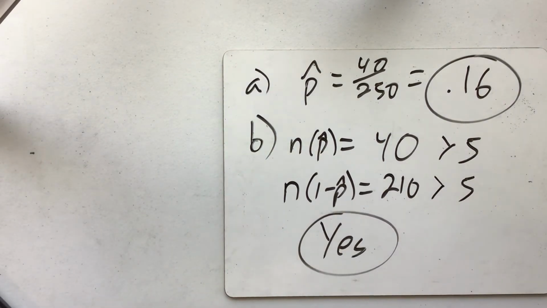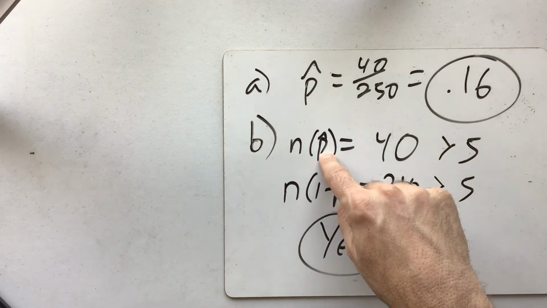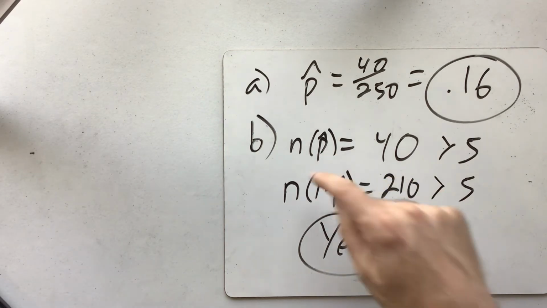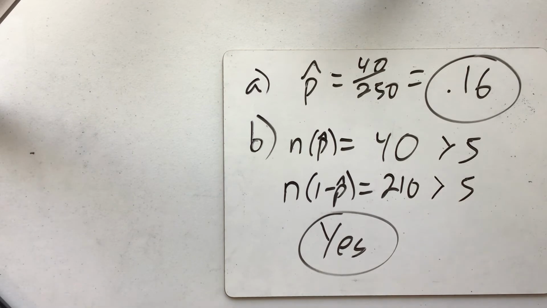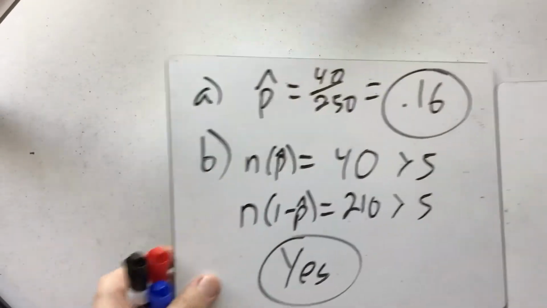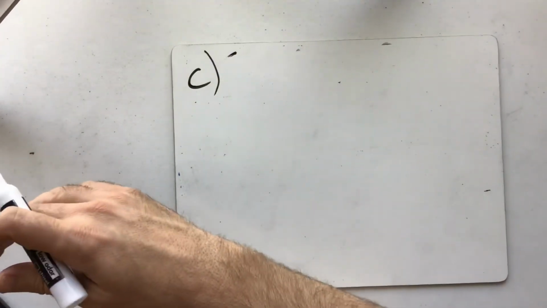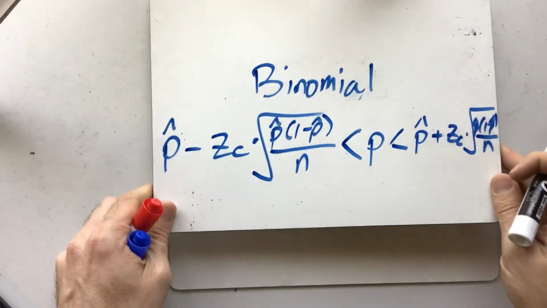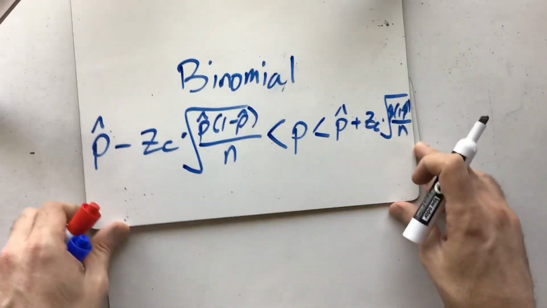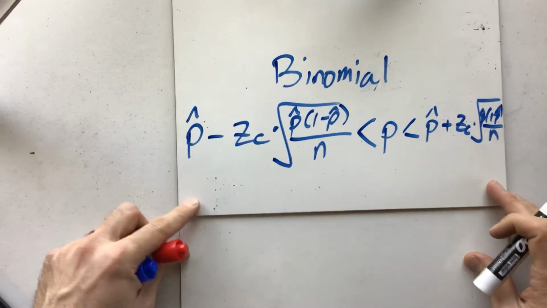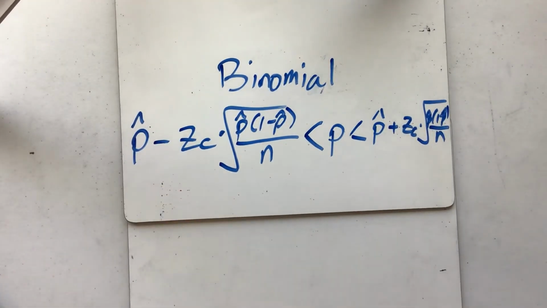You only get no if this proportion is so small that when you multiply by N, you don't have enough successes and enough failures. Okay, so now we're ready to get to the real thing that we're interested in, and that's part C. Part C is where we start using our binomial formula. We're going to take this binomial formula, and we're going to try to write all the appropriate things on it.